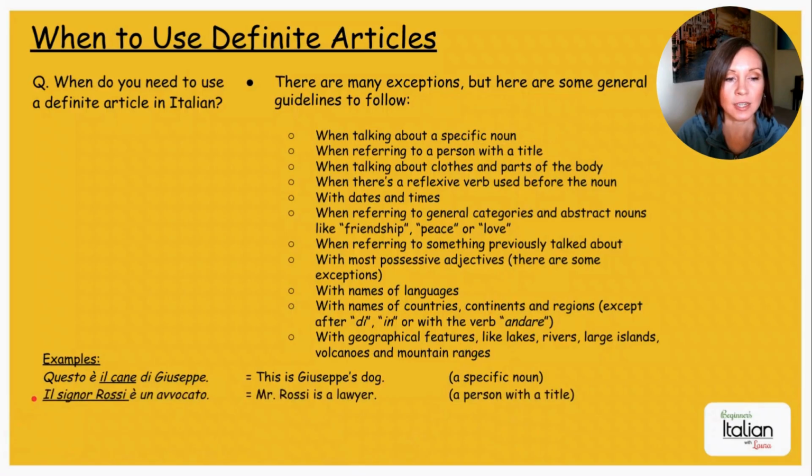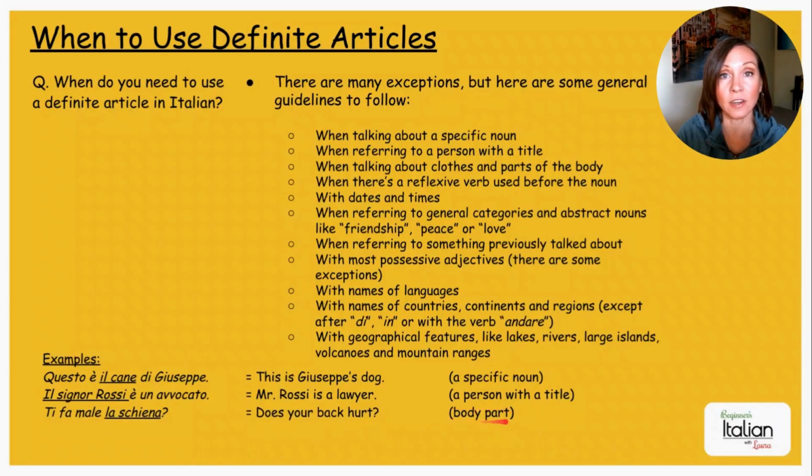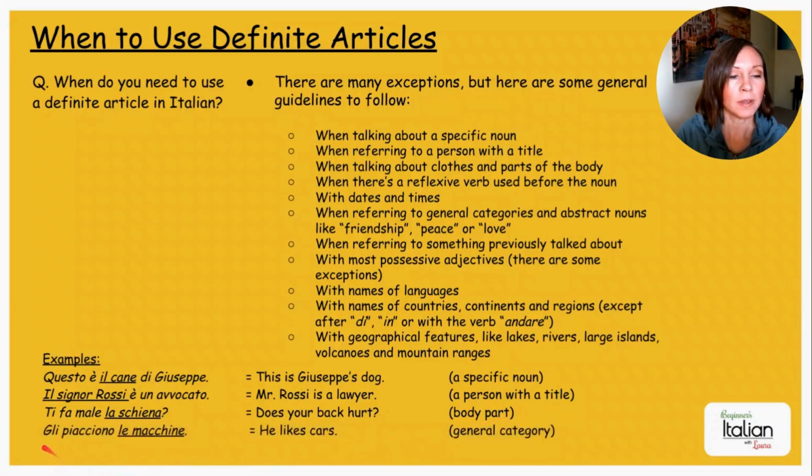Il signor Rossi è un avvocato. Mr. Rossi is a lawyer. So this one, we're using it because it's a person with a title. Ti fa male la schiena? Does your back hurt? Okay, we're using the definite article because we're talking about a body part. Gli piacciono le macchine. He likes cars. Okay, in this instance, we're talking about a general category of cars.